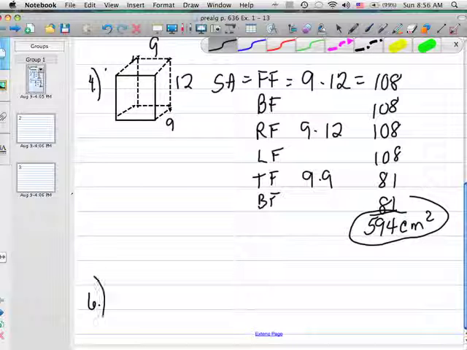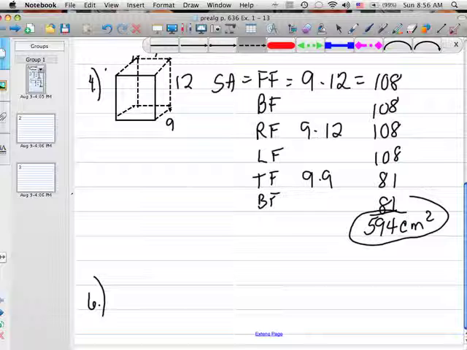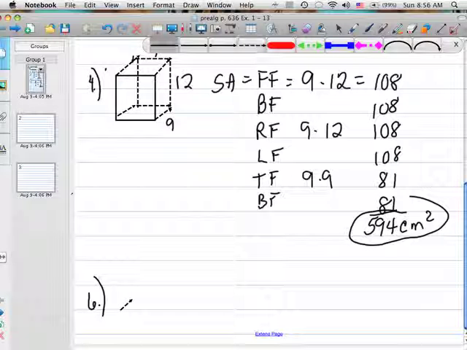Problem number 6, we have a triangular prism. So it looks, let's get the right line here. So it looks a little bit like this.